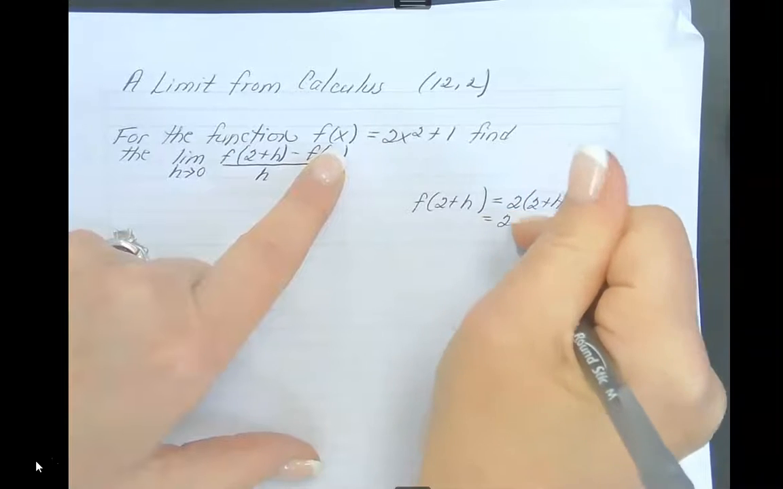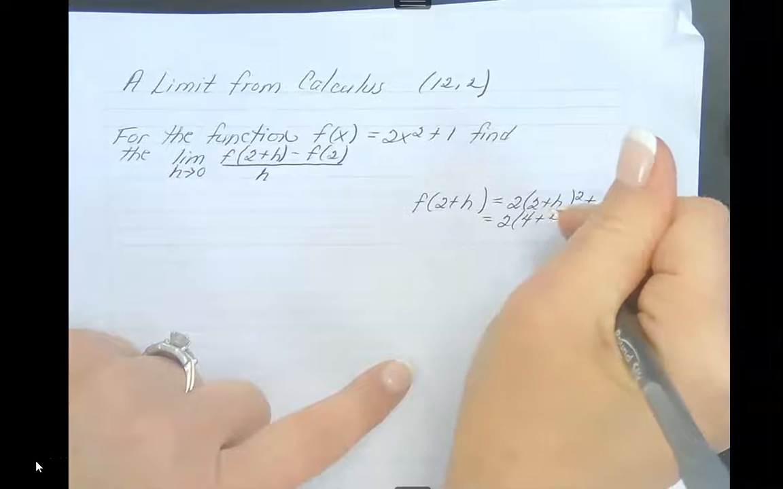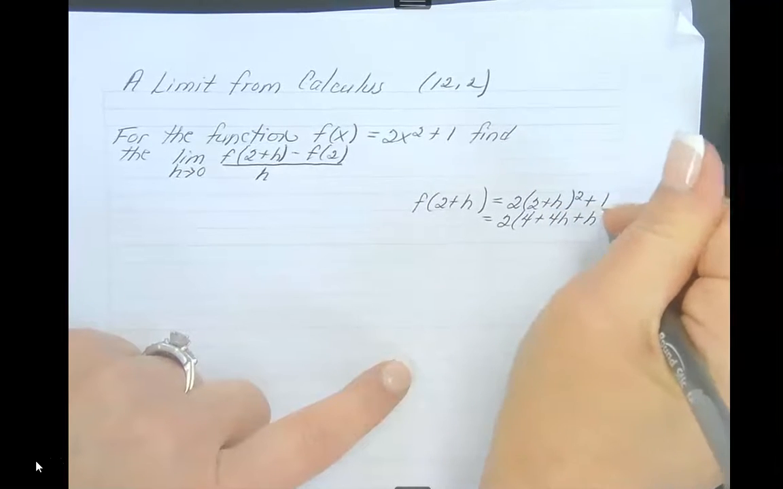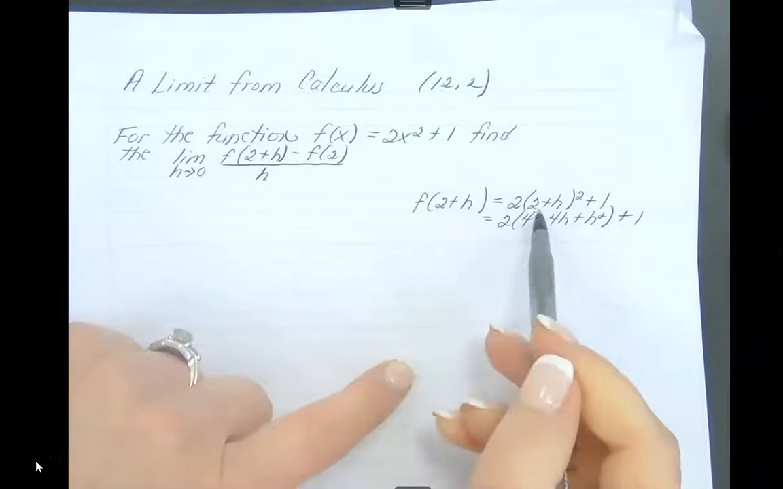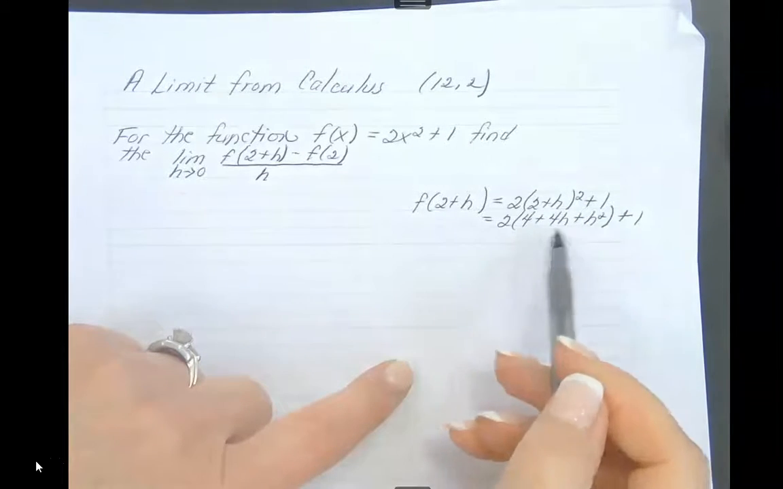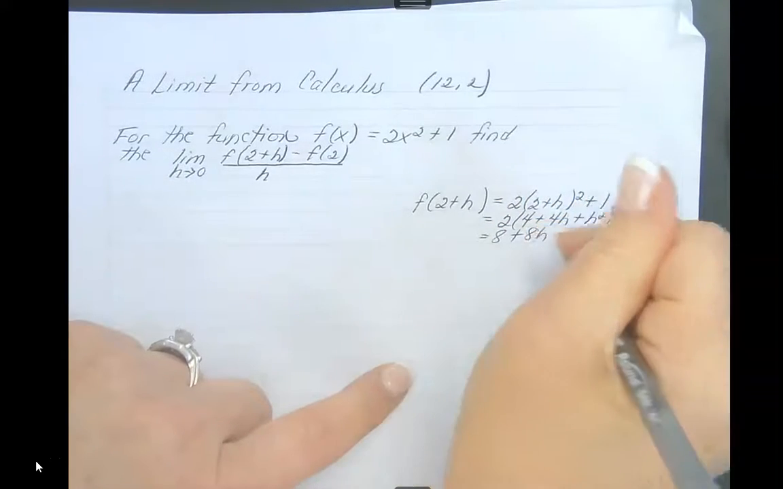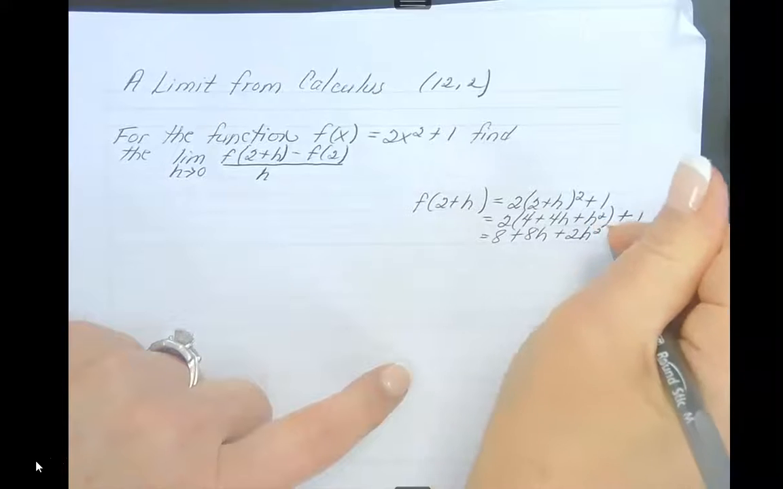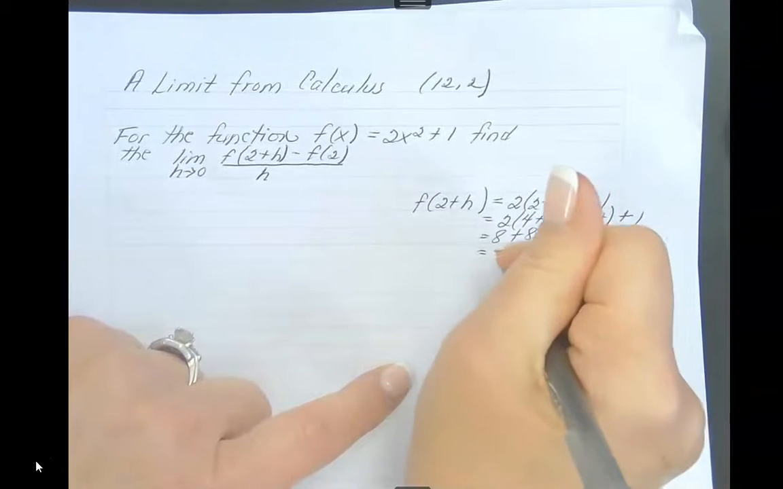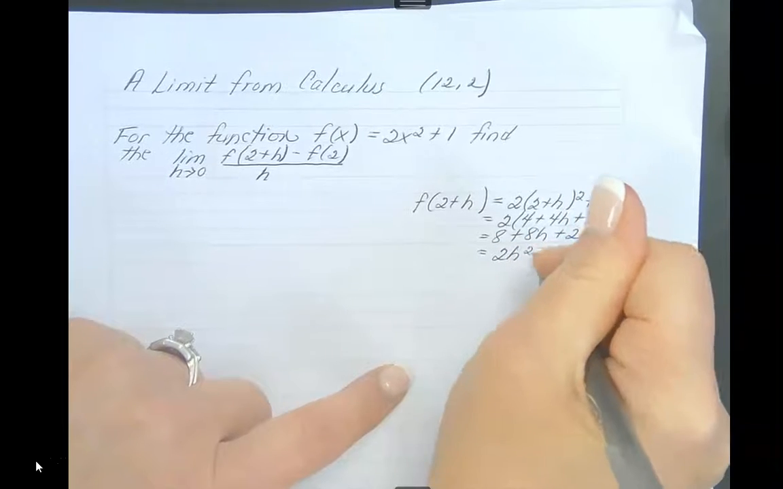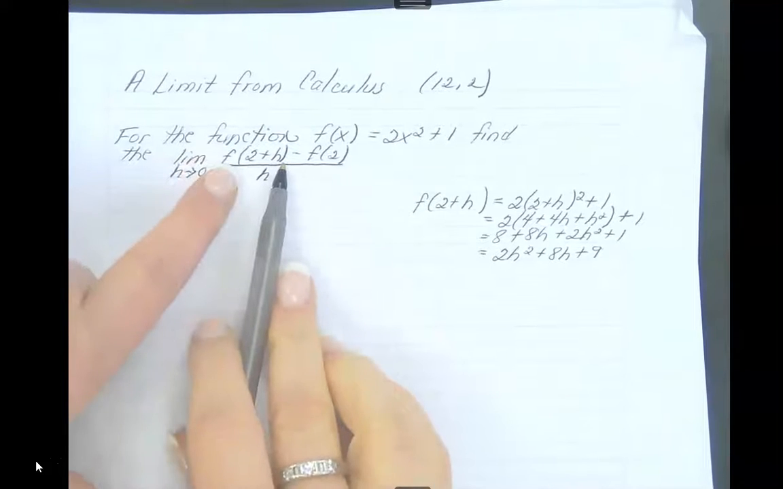And then you want to simplify this. Multiply this out, you have to FOIL, so you get 4 plus 4h plus h squared. And if you're like, whoa, what happened there? That is 2 plus h times 2 plus h, FOILed, will give you this. Distribute the 2. And then I'm going to put this in order and combine like terms. So 2h squared plus 8h plus 9. That gives me the first part of my numerator.